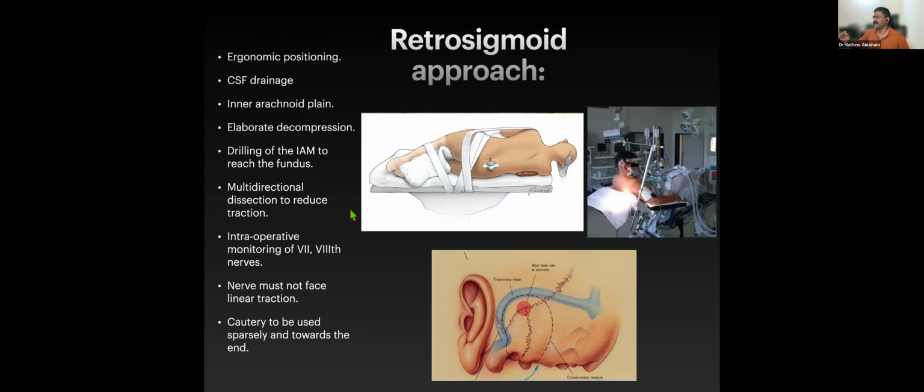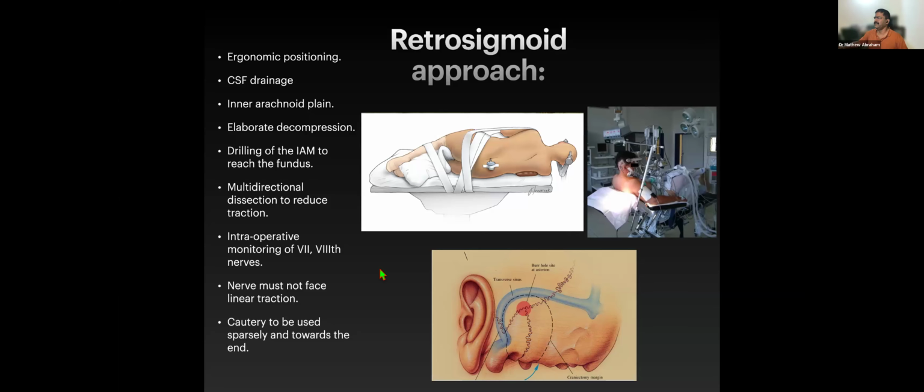Drilling of the IAM to reach the fundus. The IAM usually has around 9 millimeter length. When the length is a little more than 10 millimeters, it's very difficult to reach the fundus. The dissection has to be basically multi-directional. You should not dissect through one edge to take the tumor out.